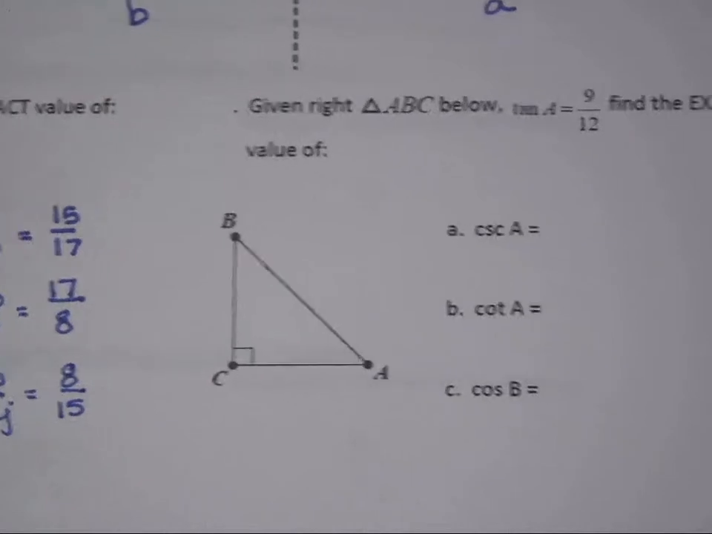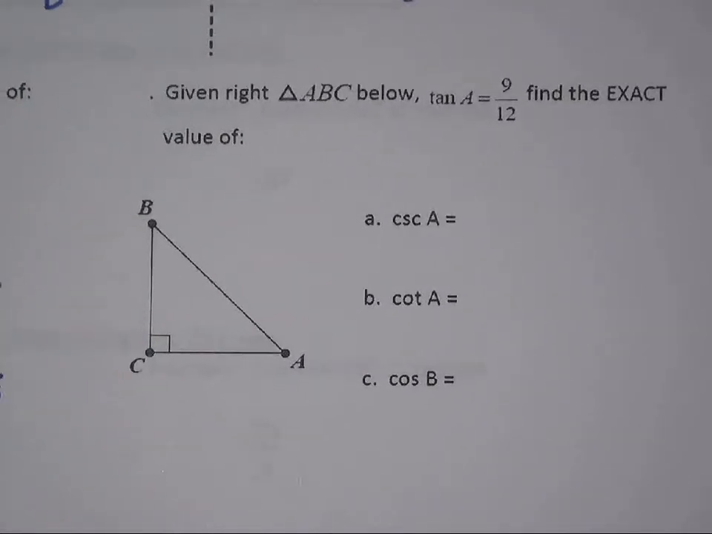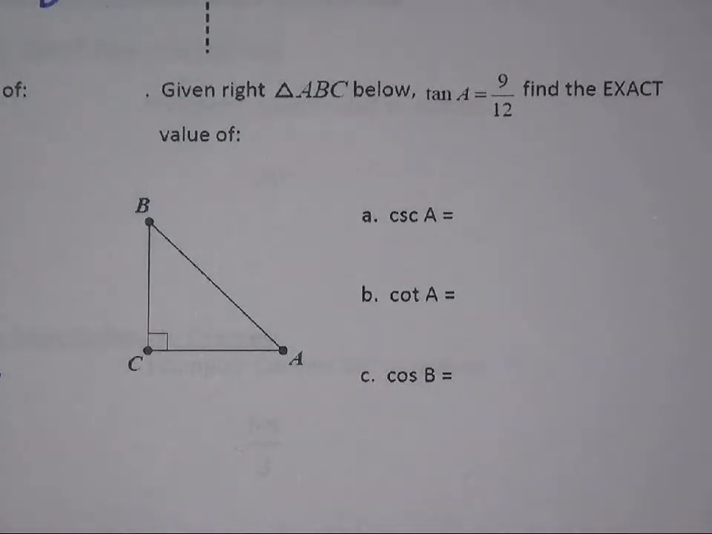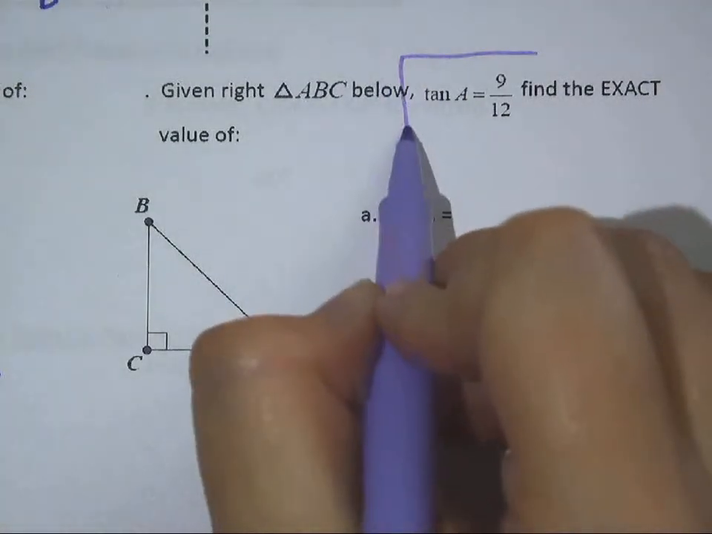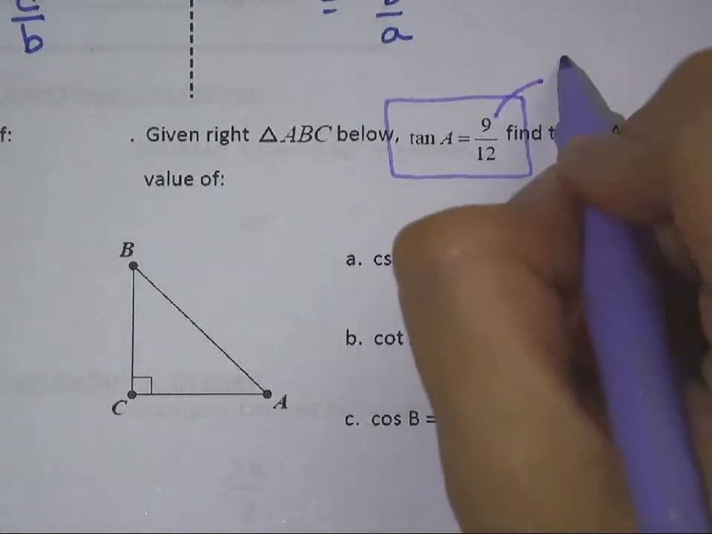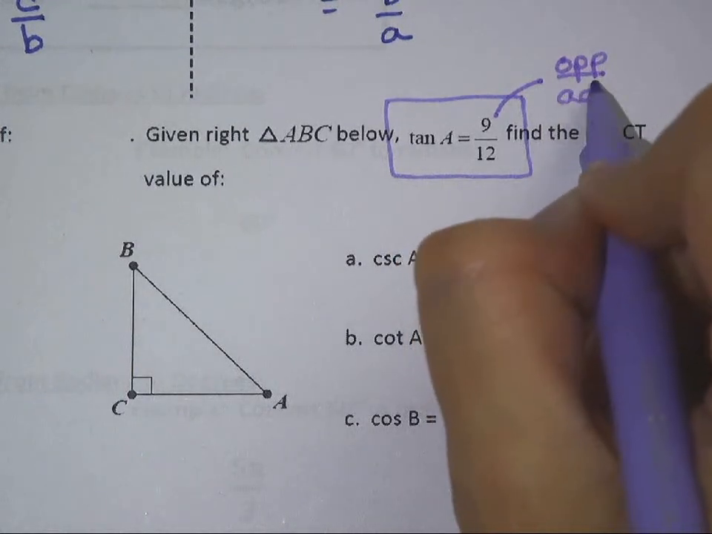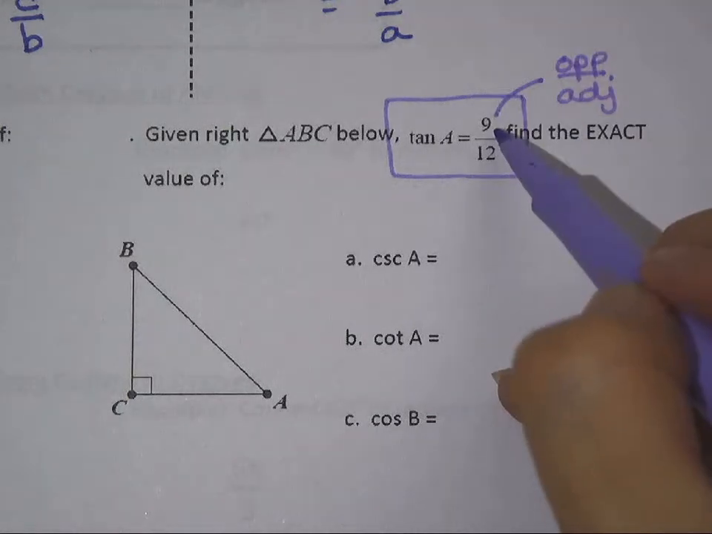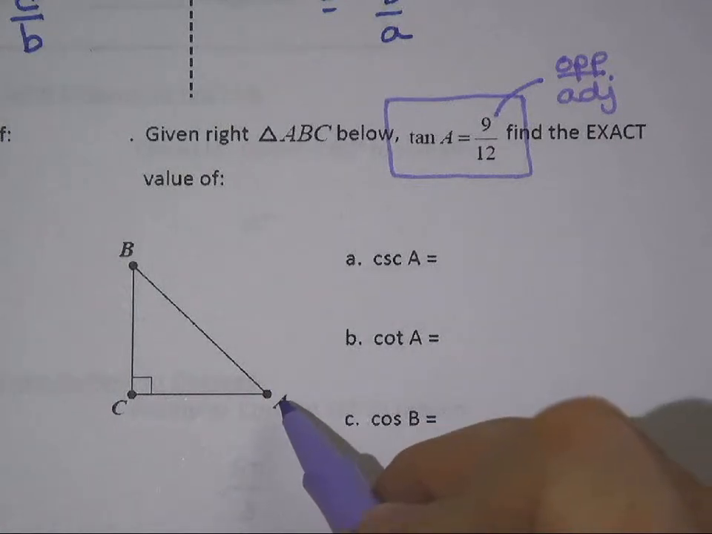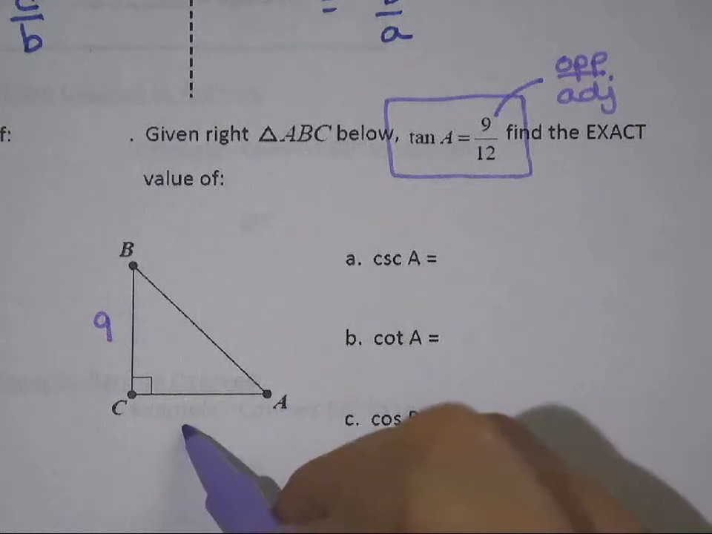Okay, and my last one on this page. This one, you might notice that there's nothing filled in on this triangle here. Here is the information that they did give us. And they want us to use this information, the tangent is 9 over 12, to fill in the triangle. Well, I know that tangent is opposite over adjacent. So they want me to make the opposite side 9 and the adjacent side 12. So I go here, my opposite side is this one, so that's 9, and my adjacent side is 12.